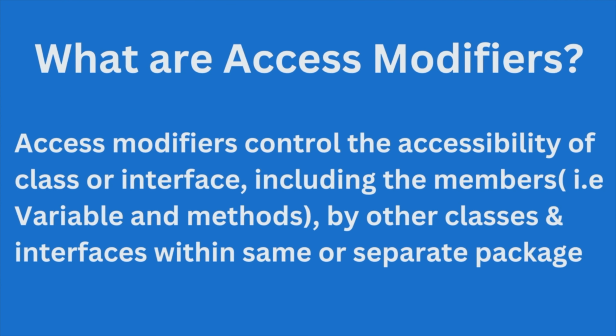Now let us understand what access modifiers in Java are. Access modifiers control the accessibility of a class or an interface, including the members, and how they can be accessed by other classes and interfaces that belong to the same or separate package.